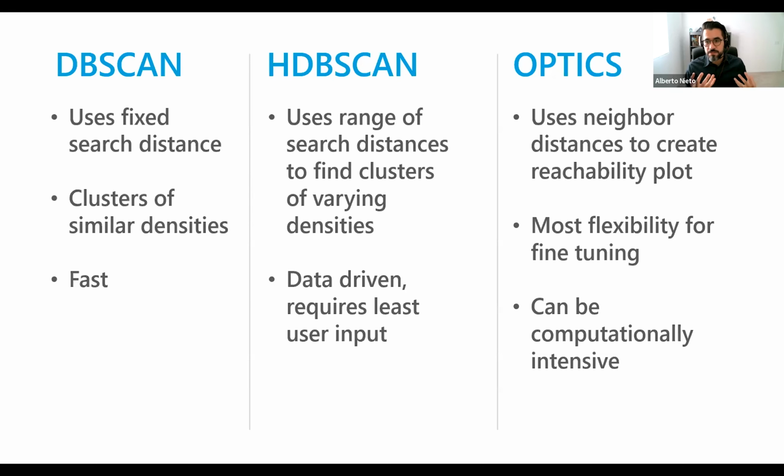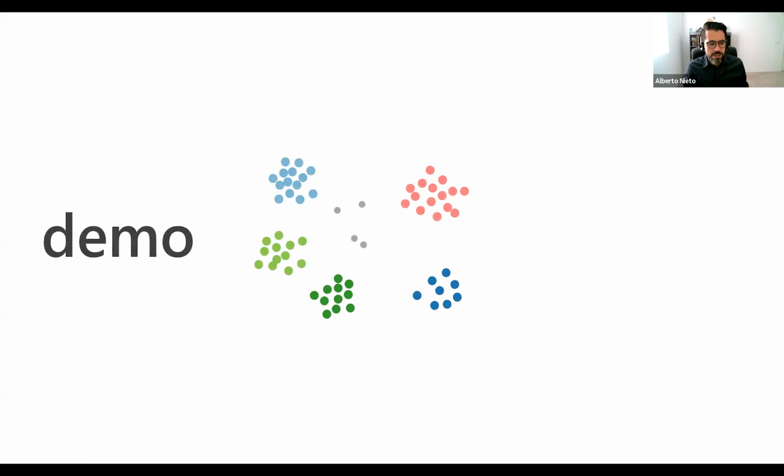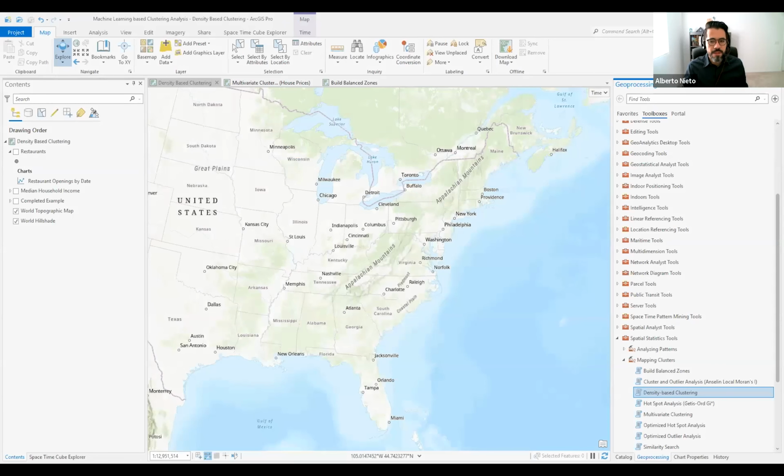And it's very useful as a truly exploratory technique when you don't know a lot of the parameters for your clusters. And then OPTICS, which is very, very flexible for fine tuning of what it means to be a cluster and includes that reachability chart that can help you explain and defend your results. It can be computationally intensive in some cases when you let the tool determine some of those parameters for you. So from that, I want to share a quick demonstration of density-based clustering.